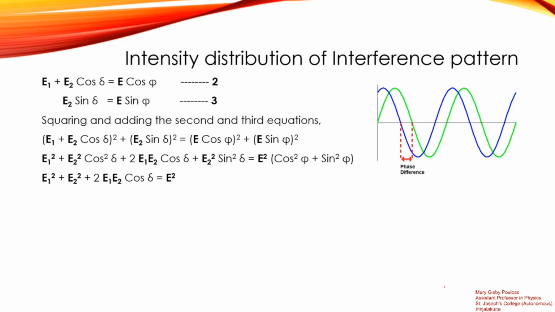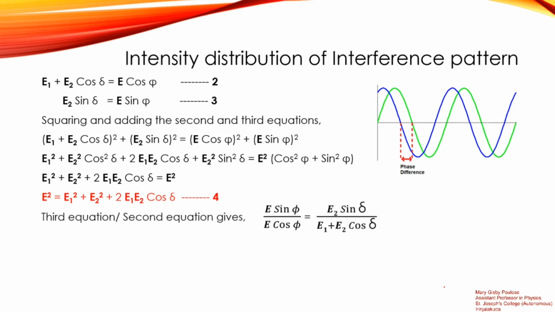Here we have used the substitution sin²θ + cos²θ = 1. Thus the expression E² = E1² + E2² + 2E1E2 cos δ is obtained, and this is the fourth equation.